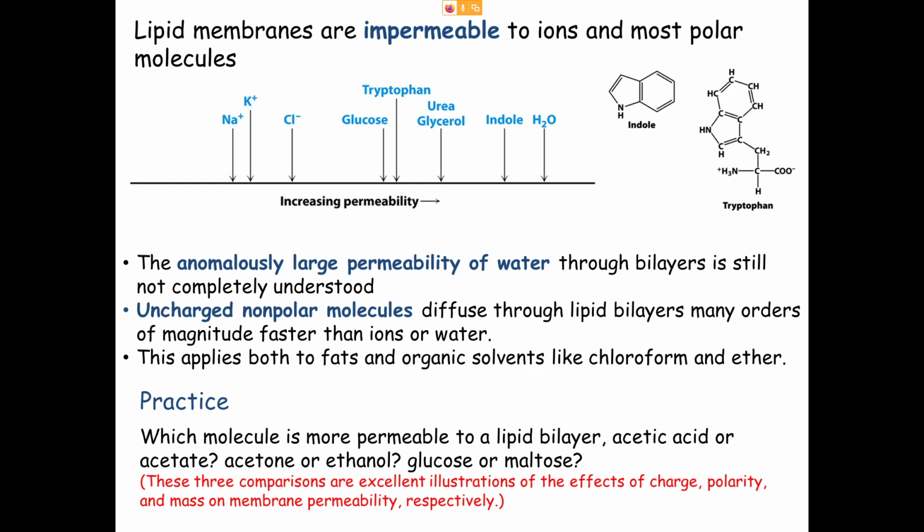So in the first one, let's compare an acetic acid and an acetate molecule. Right? So acetic acid and acetate are conjugates of each other, right? The acetate is the conjugate base of acetic acid. It's essentially acetic acid that's lost a proton, right? So which of those two would have an easier time going across the membrane? Acetic acid or acetate?